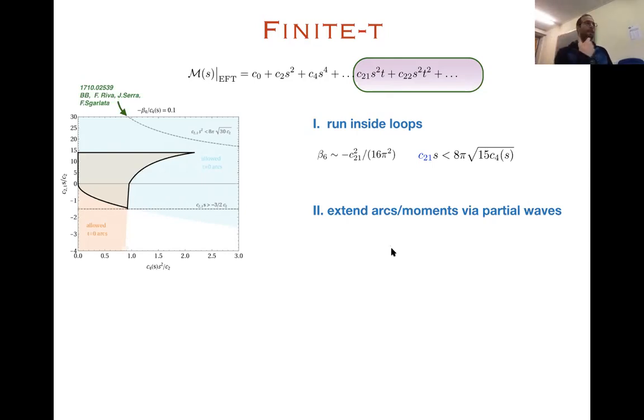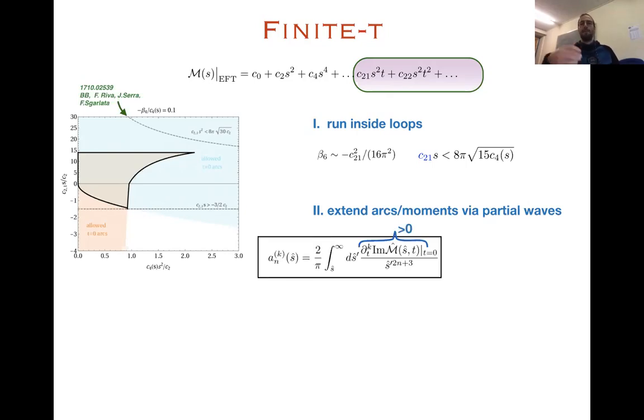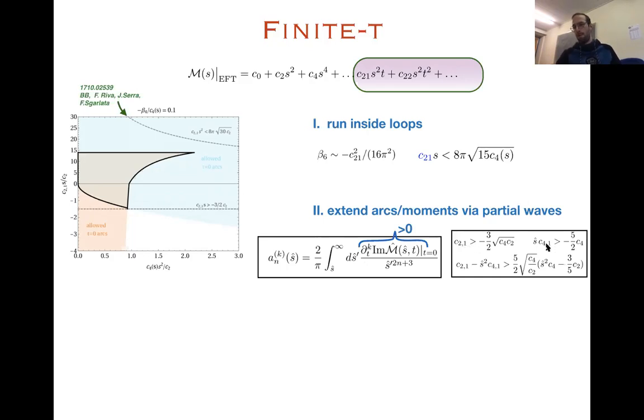You can now do a partial wave decomposition, and that will teach you that you don't have only a positive measure. Not only the imaginary part of M is positive; in fact, all the t derivatives of the imaginary part are positive. So you have an infinite family of positive measures you can again integrate against, and you get arcs with two indices. When you marginalize over all these moments associated with these positive measures, you get lower bounds on this type of Wilson coefficients. So they can be negative a little bit, but not too negative, okay?